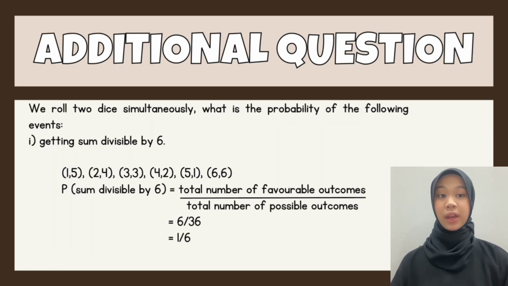I will explain the additional questions for the experiment. The first question is, we roll 2 dice simultaneously. What is the probability of getting a sum divisible by 6? I list all 6 favorable outcomes, which are 1,5, 2,4, 3,3, 4,2, 5,1, and 6,6. I calculated with the formula total number of favorable outcomes over total number of possible outcomes. The probability that I got is 1/6.